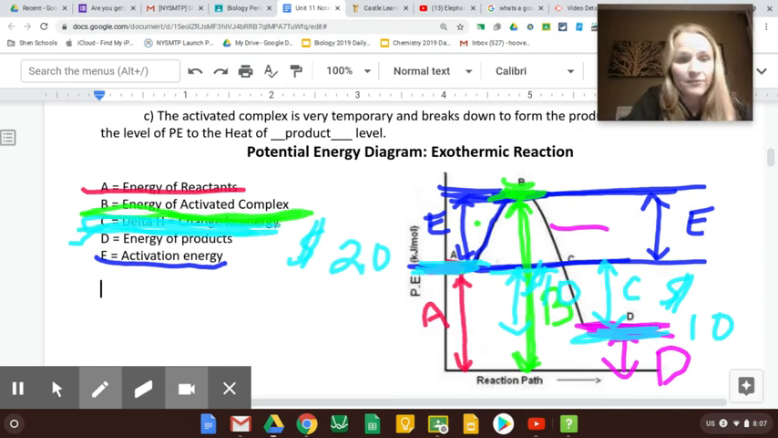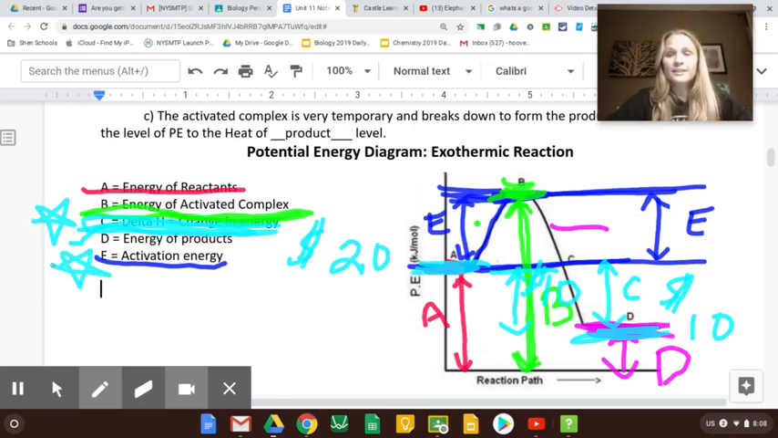That is one of their very favorite ones to ask, so I would give that a nice little star. It's also a harder one to remember. Their other favorite is activation energy. All right, so that is it for that. Make sure you know all of those parts of an energy diagram. That'll be a lot of easy questions on the test.